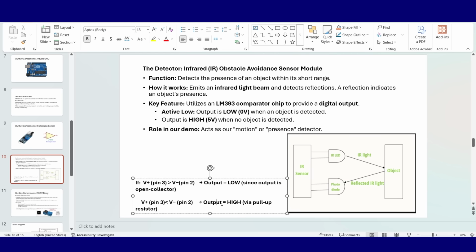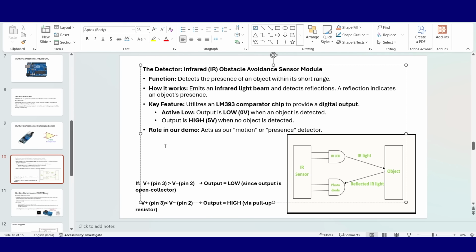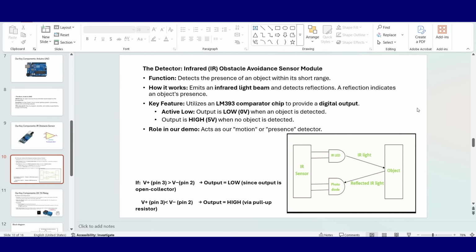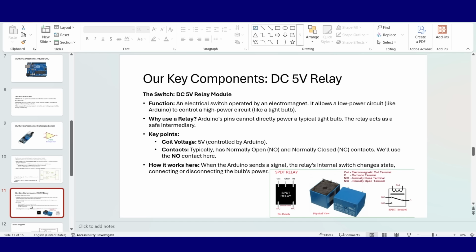So this sensor acts as a motion or presence detector. If you want more information about LM393, I would suggest you download the datasheet for the LM393 IC and study it for yourself. Further moving, we also need another key component called a DC 5 volt relay. You can see here, it looks like this. It is an SPDT relay, that is a single pole double throw relay. It takes 5 volts DC as the input.